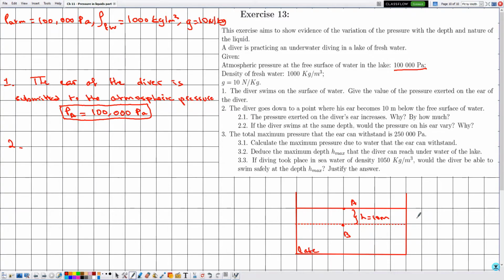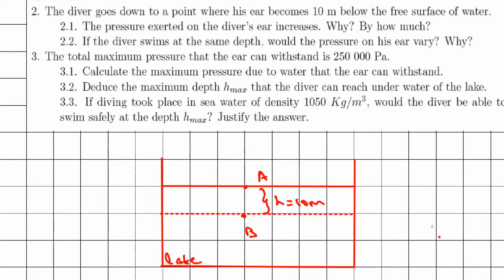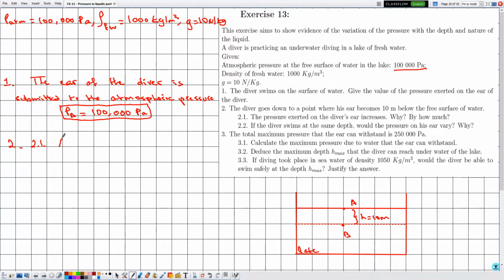Now in this case, the diver is swimming at the point B. In 2.1, the pressure exerted on the diver's ear increases. Why? Previously the diver was swimming at the point A, at the surface. Then he's swimming at the point B, which is located at a horizontal level lower than that of A. So knowing that as the depth in a liquid increases, the pressure exerted by the liquid increases.